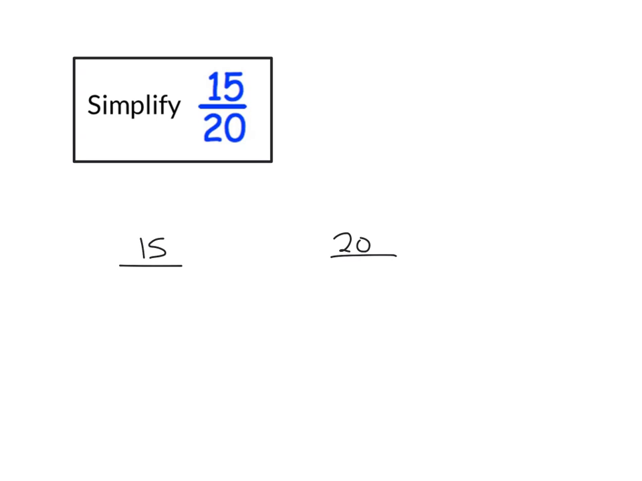Factor pairs for 15: 1 times 15, 2 doesn't go into it, 3 times 5, 4 doesn't go into it, and then 5 we're repeating ourselves. Factor pairs for 20: 1 times 20, 2 times 10, 3 doesn't go into it, 4 times 5, and then 5 we're repeating ourselves. So then we're looking at which is the biggest number in both of these lists, and we've got that it's 5.